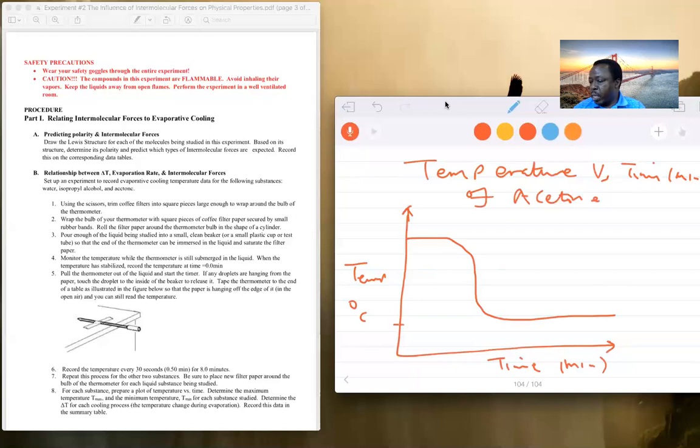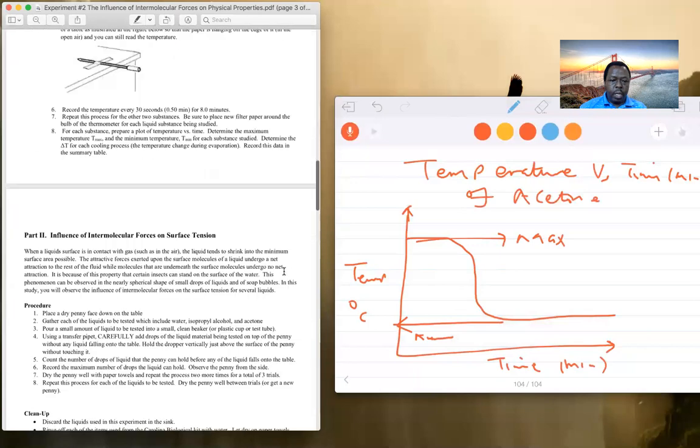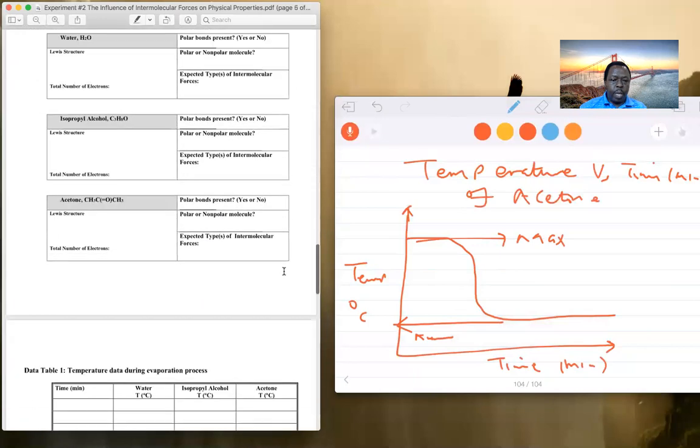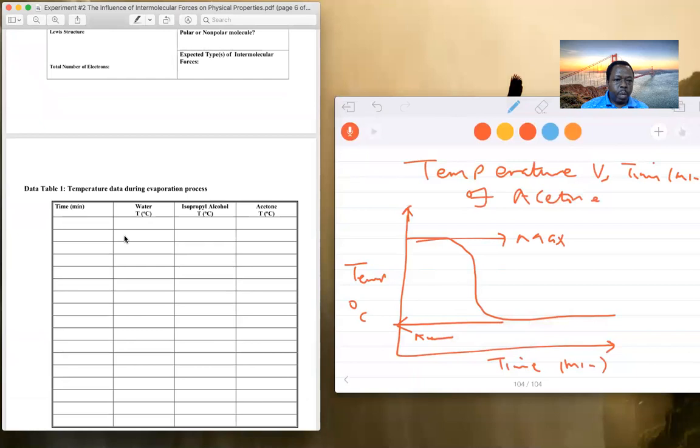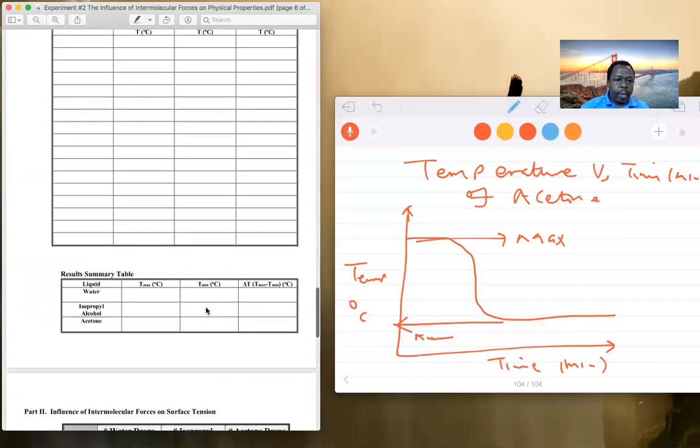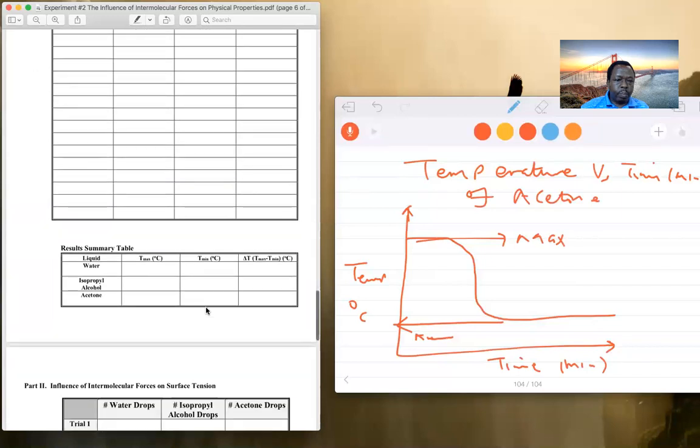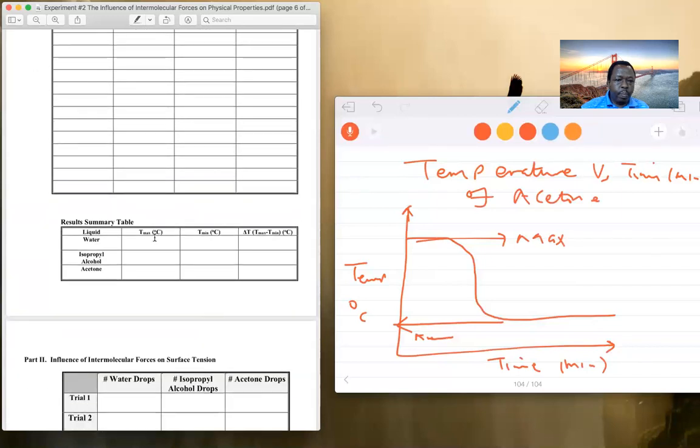Try your best. This is the minimum, all right? Here is the minimum, and here is the maximum. That will help you in determining. If you look at the data sheet here, it talks about the minimum and maximum. Acetone, minimum and maximum. What is the change in temperature?